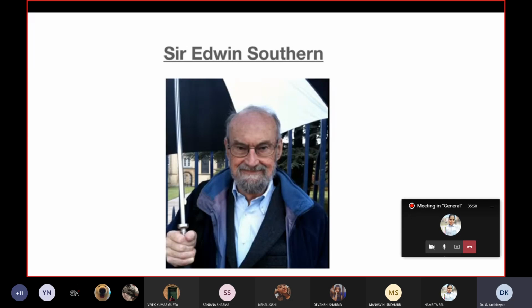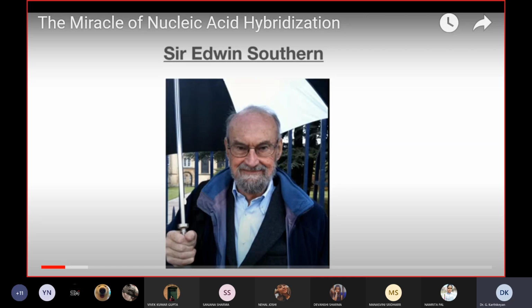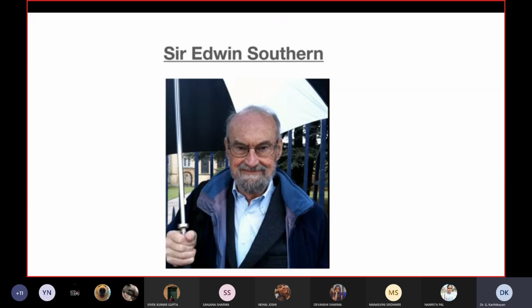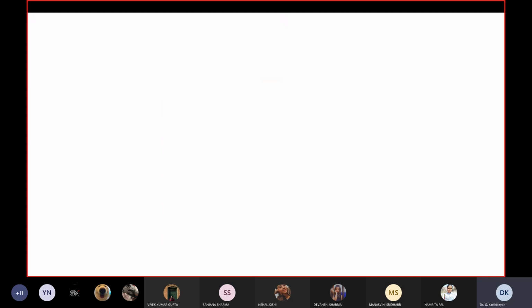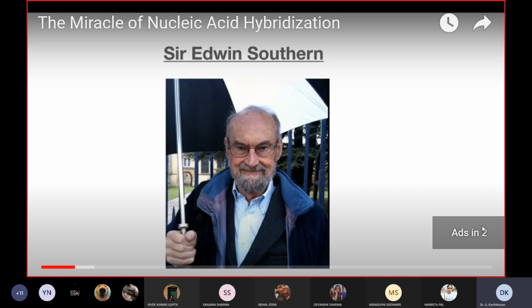Let me introduce you all to Sir Edwin Southern. This is a guy who knows how to solve a problem in a very simple fashion. Let's get into what he did in 1975. He invented something called a Southern blot, all right? And it has to do with putting DNA onto a solid matrix so you can work with it. You can do some experiments with it.